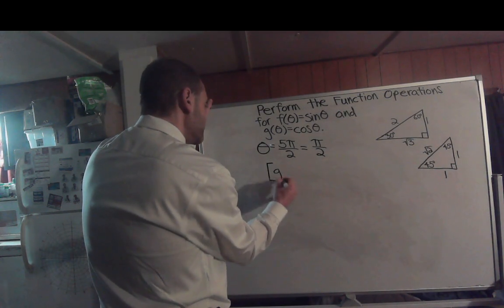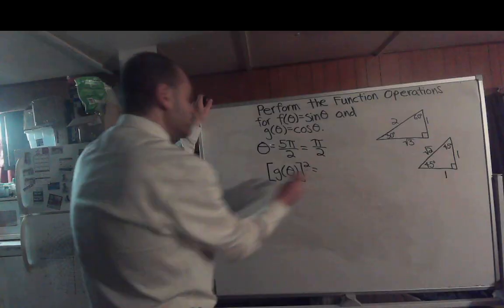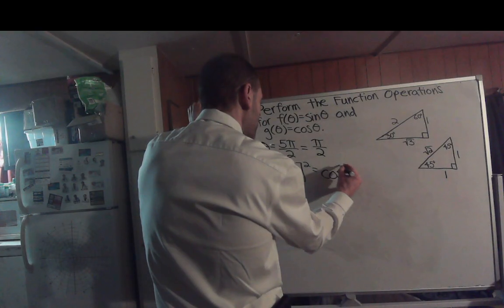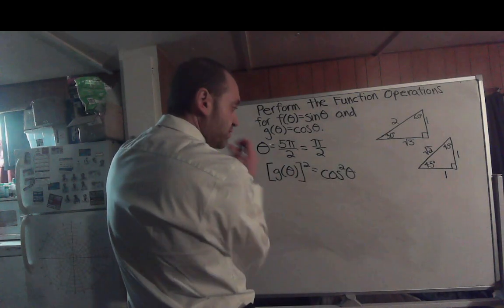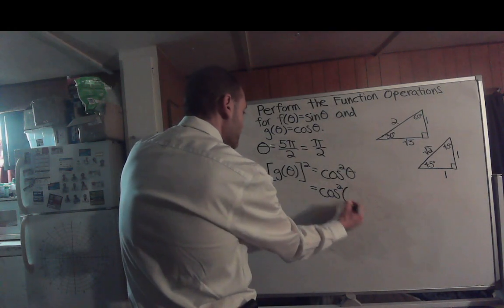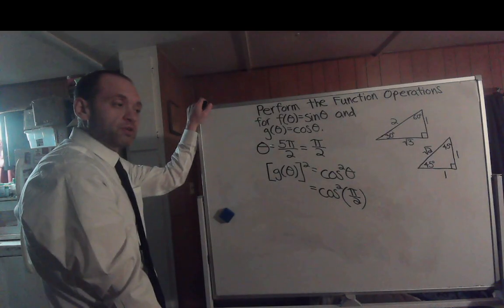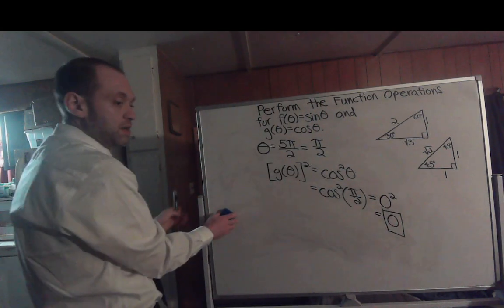This time we're going to do g of theta squared. Well, g of theta is cosine of theta, so this is the same as the cosine squared of theta. Well, we're dealing with pi over 2, so this would be the cosine squared of pi over 2. Well, what is the cosine of pi over 2? That's 0, so this is the same as 0 squared, which we better know as 0. So you get a big fat 0 for that answer.